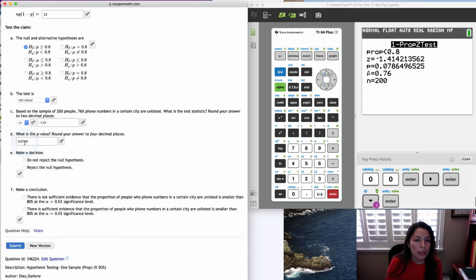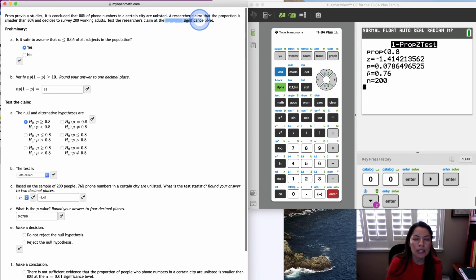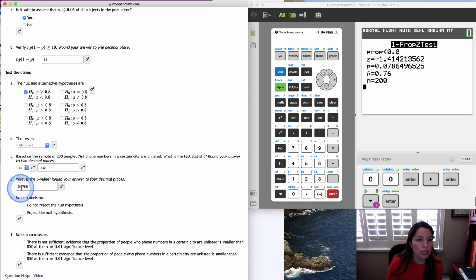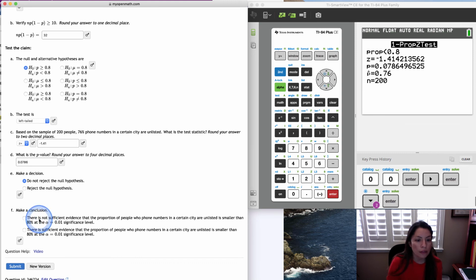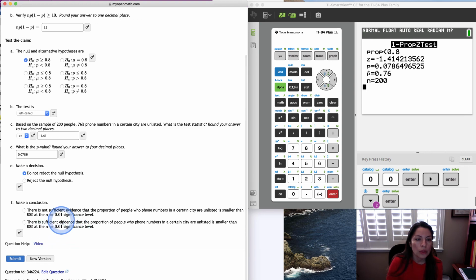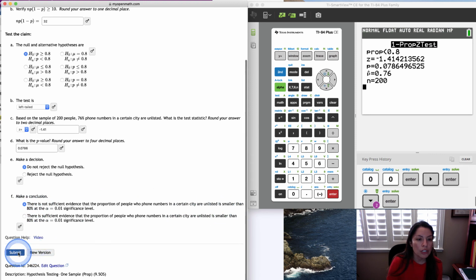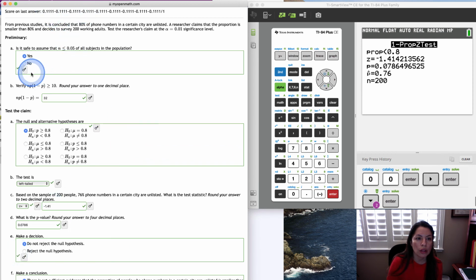And so because the p-value that's being tested at the 0.01 significance level is larger than, so 0.0786 is larger than 0.01, we do not reject the null, and therefore there's not enough evidence to support the claim. So the claim was that the population proportion was less than, right? So there's not sufficient evidence that the proportion of phone numbers that are unlisted is smaller than the 80%. Okay, and then if we just check our answers, we'll see that we got credit on all of them, they were correct.